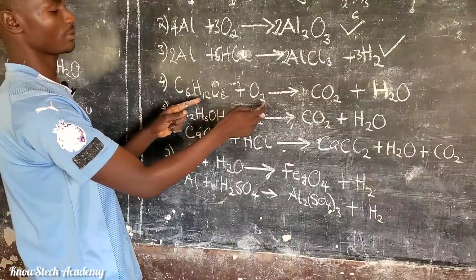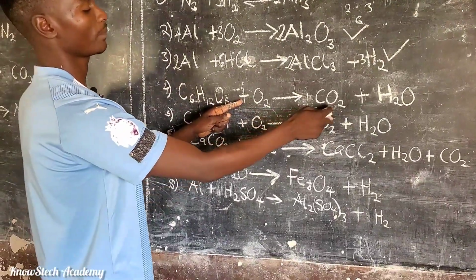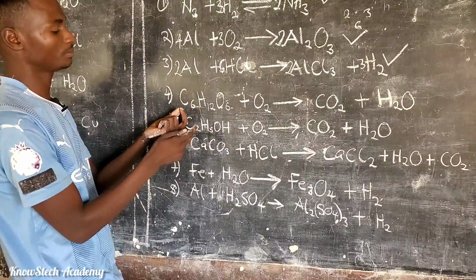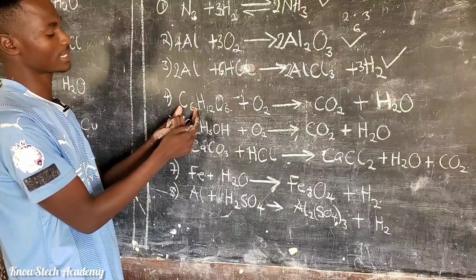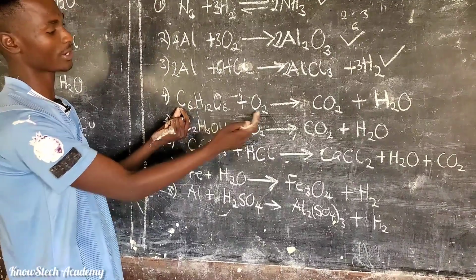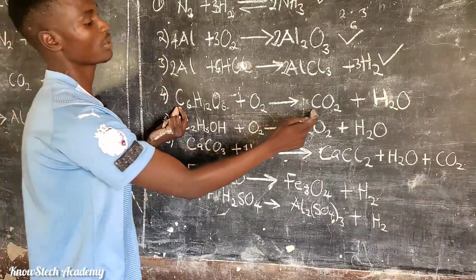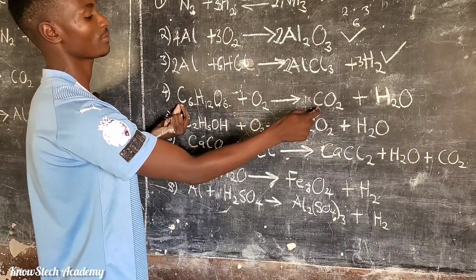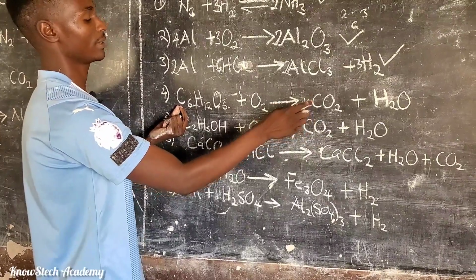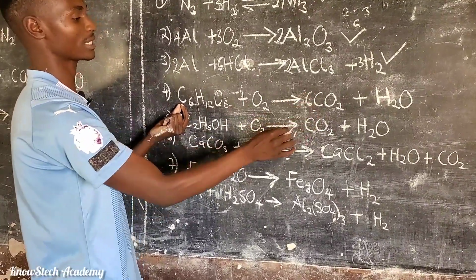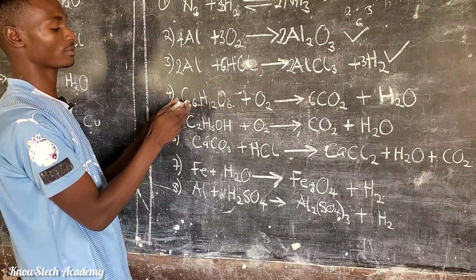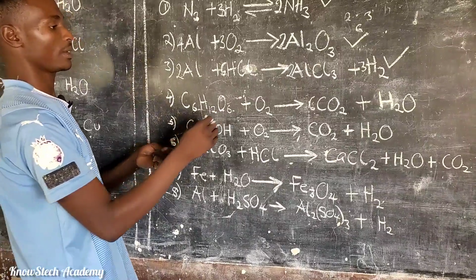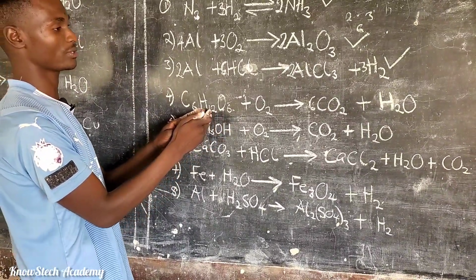Go to 4. This is glucose. Glucose reacting with oxygen here to form carbon dioxide and water. All right, so we have 6 atoms of carbon on the reactant side. Then on the product side, how many atoms of carbon? 1, right? So we're going to put 6, so that the number of carbon atoms will balance.